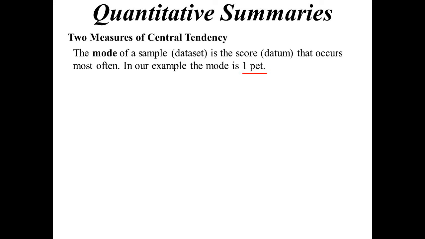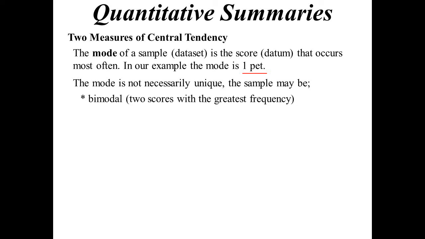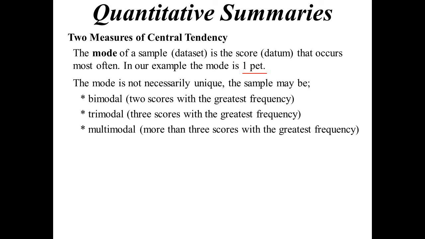Quantitative summaries. So central tendency: where's the middle of the data? That's something we're always interested in. Mode, well, back to our pet example, we would have seen that one pet was the mode. That was the most frequent one. Doesn't necessarily have to be unique. You can have more than one mode. You might have bimodal, 2 scores. Trimodal, 3 scores. After that, we just usually say it's multimodal if it's got more than 3.